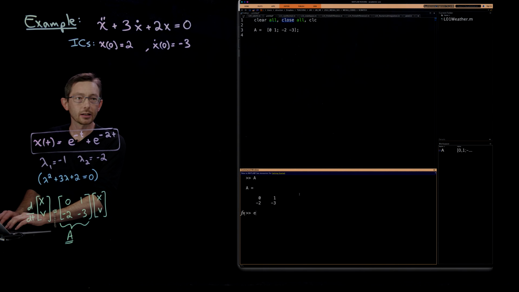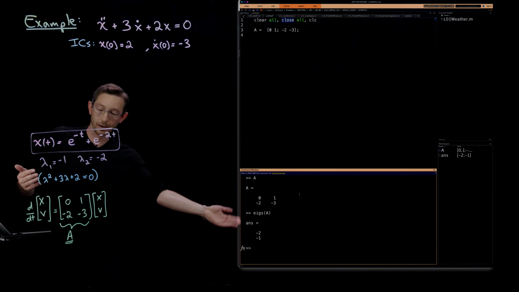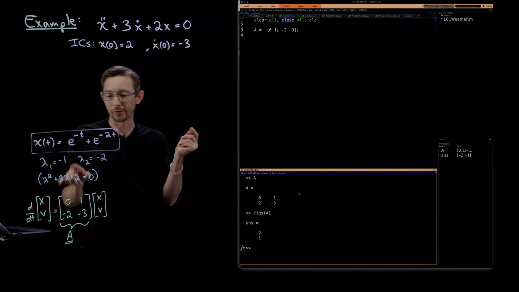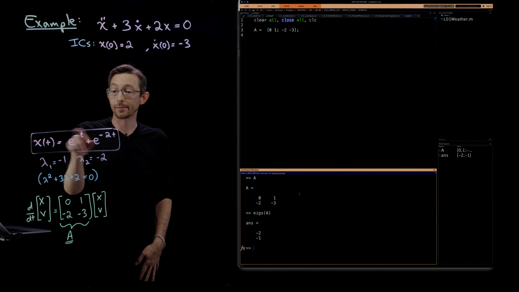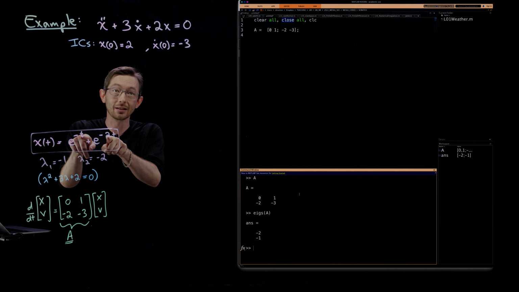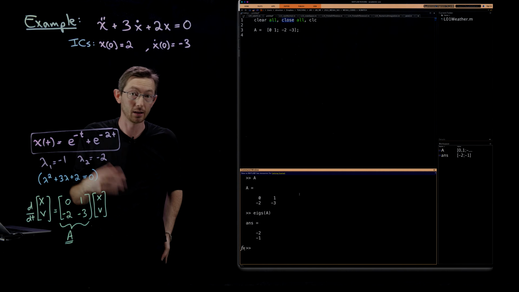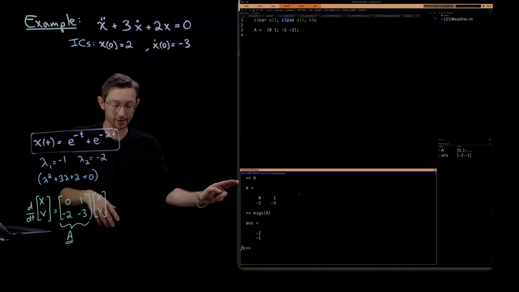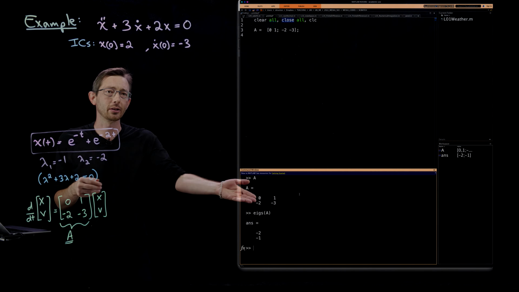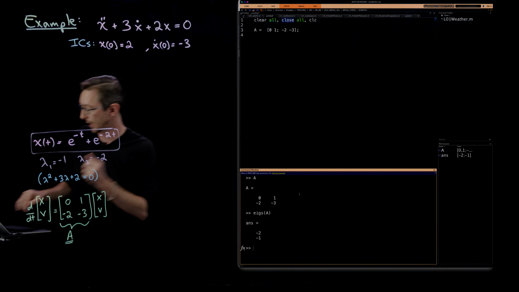And now if I look at the eigs of A, these had better be minus 2 and minus 1. Excellent. So we have confirmed that the eigenvalues of this A matrix are in fact the solutions of my characteristic polynomial, which are going to be the lambdas that work for the solution of this differential equation. Good, so that's a huge check right there. In fact, that's probably the biggest thing I wanted to show you, is that that's true.